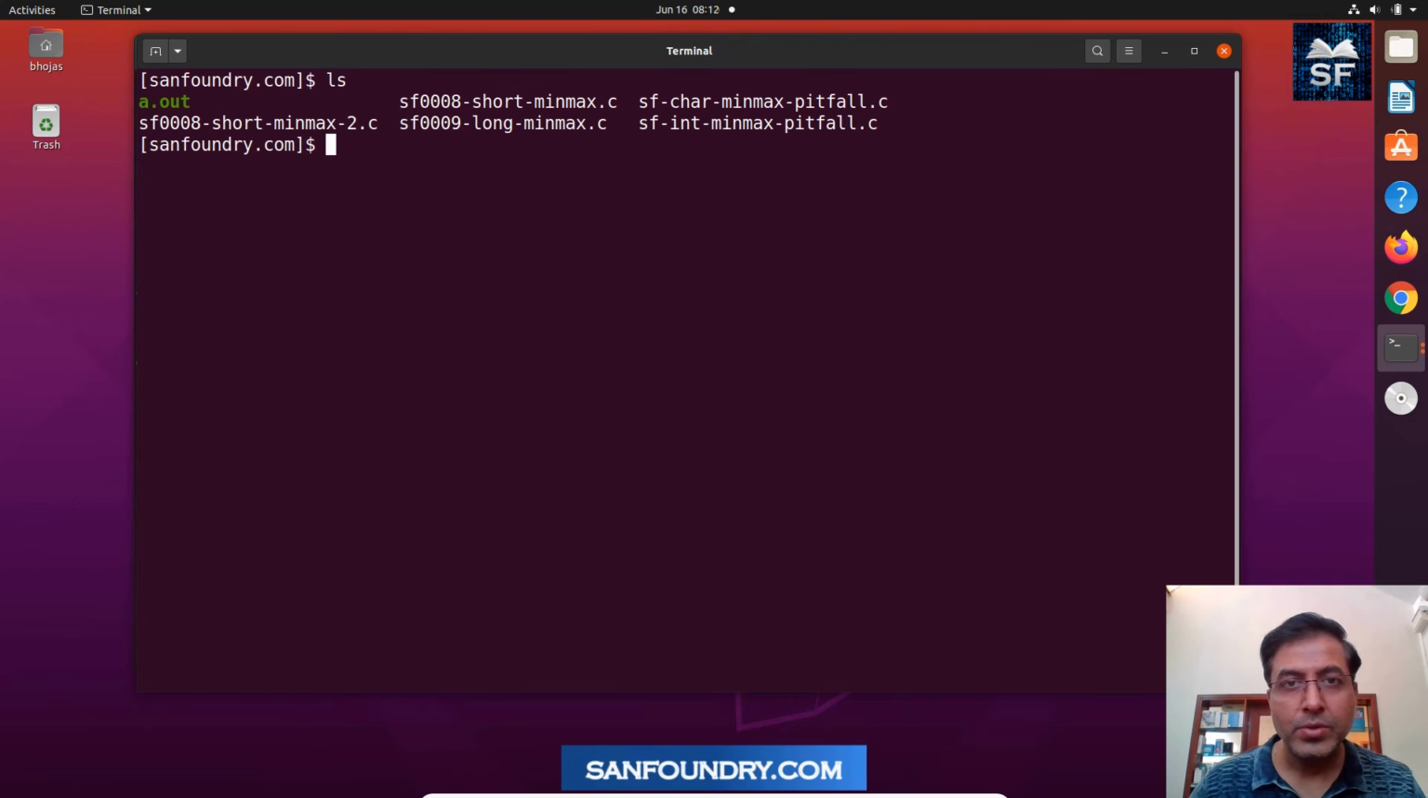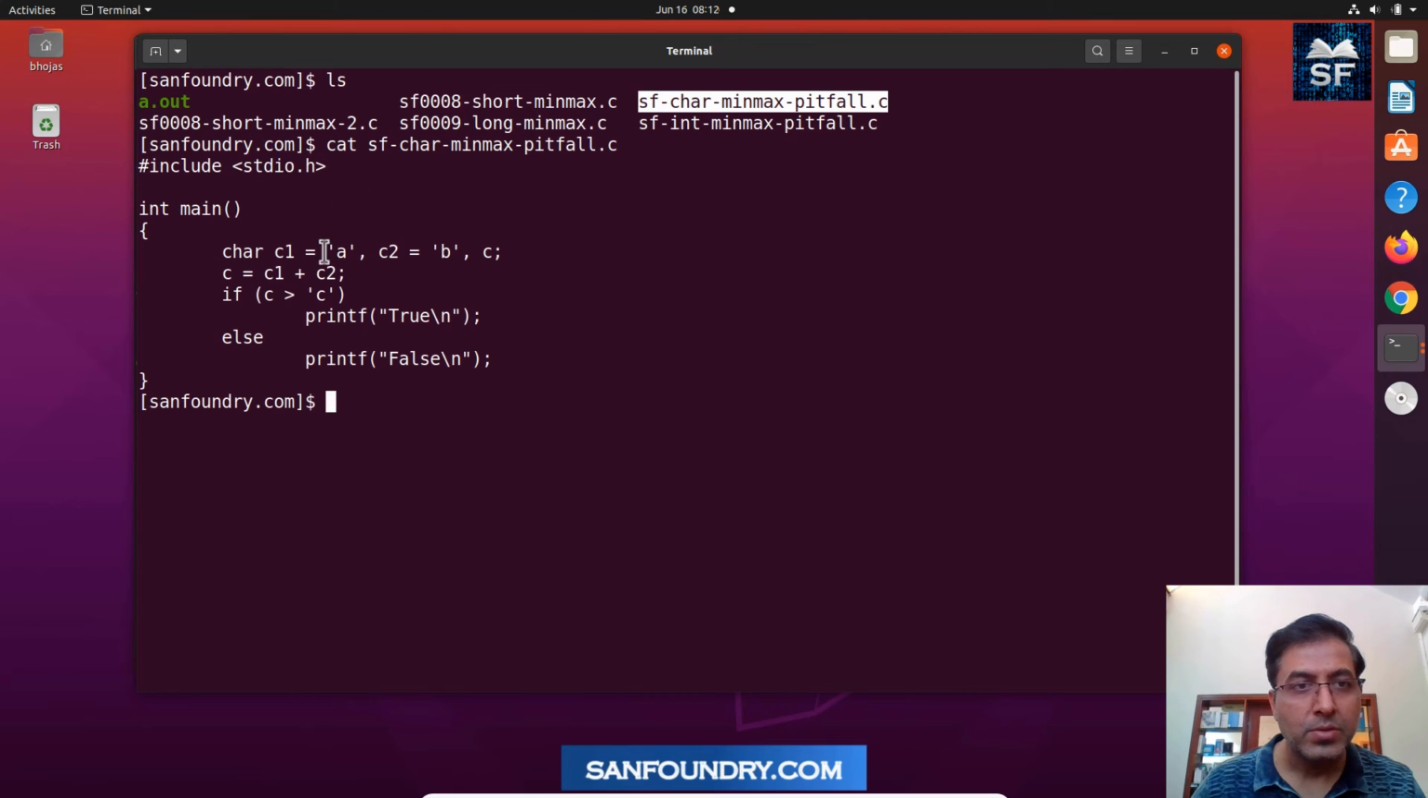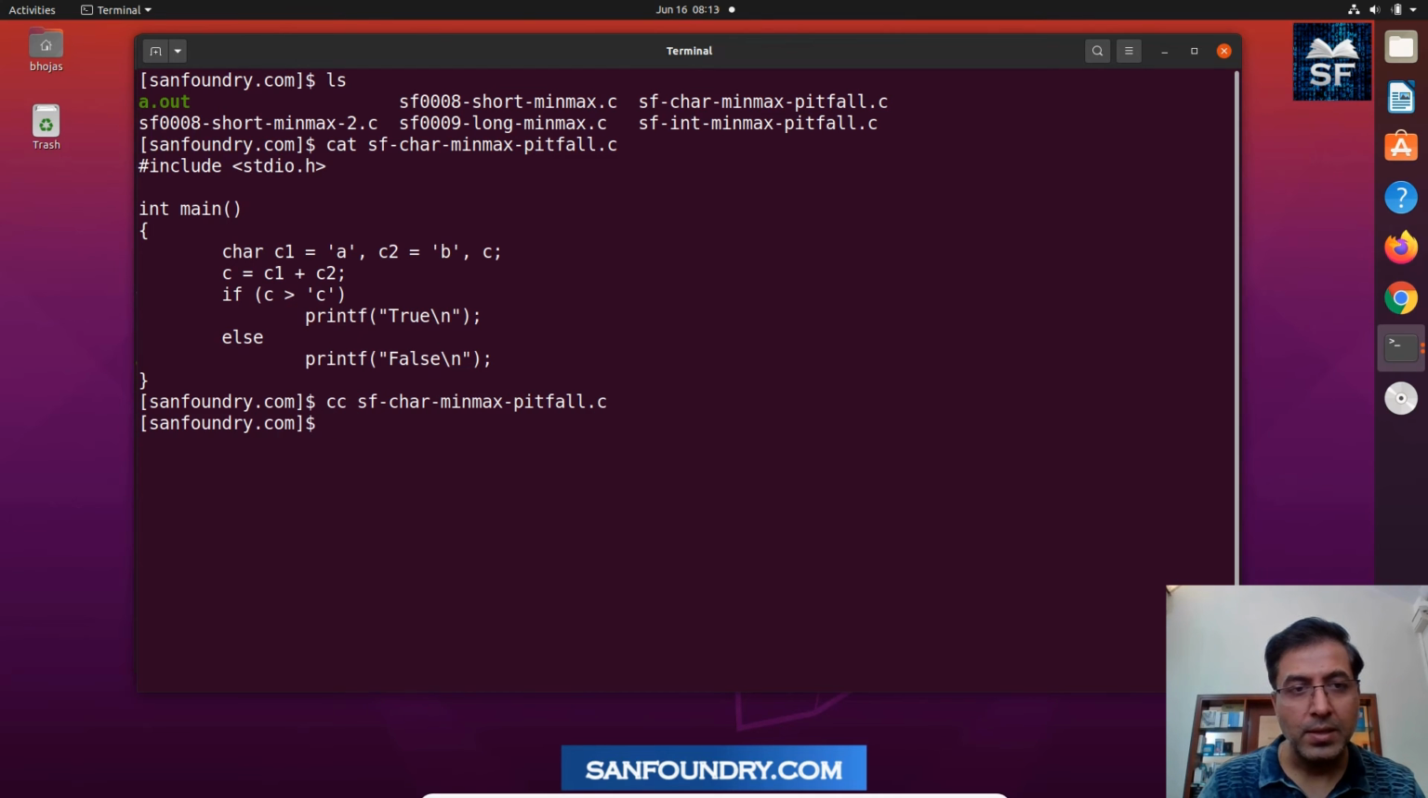In this lab, I am going to show you the min-max problem for the character data type first. So here we can see that we are doing an assignment of the values a and b into variables c1 and c2, and then we are doing an addition of that and storing the result in c. Since a plus b has a much higher value than c, the general expected outcome is true. But when we run this code, you will see a totally different outcome. So let me compile this code now, and then I am going to run this code. So what you are seeing as the output is false.